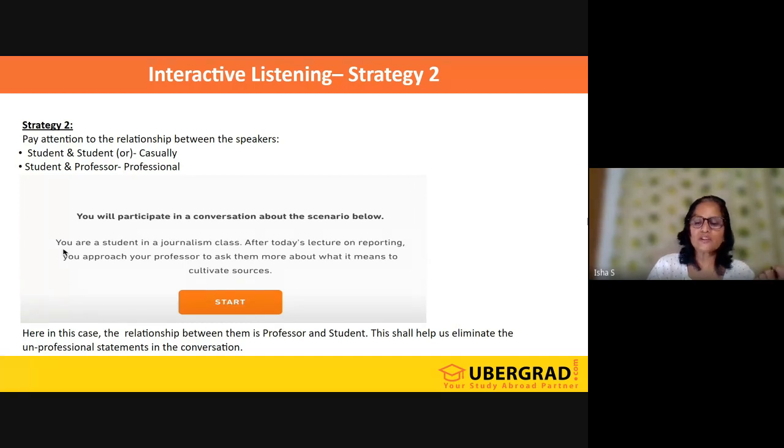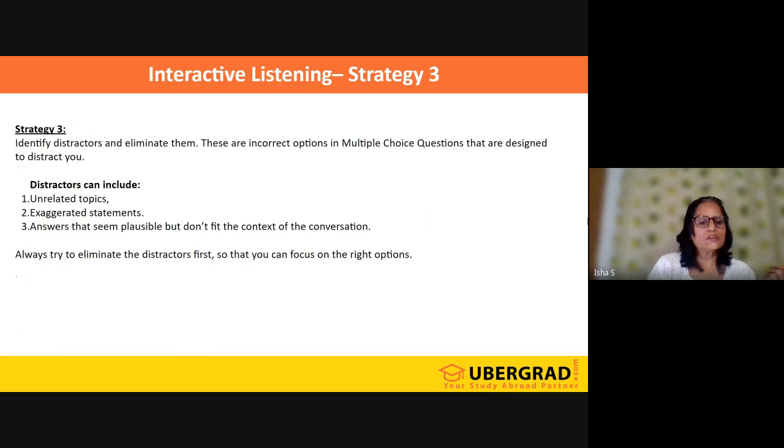Pay attention, again, to the relationship between the speakers, whether student and student, talking casually or about their assignments. We are not sure on what topic the statement would be, but don't worry about it. When a student and professor are talking, it's a professional, formal kind of talk. When friends or students talk amongst each other, it's casual and informal. So you will participate in the conversation.